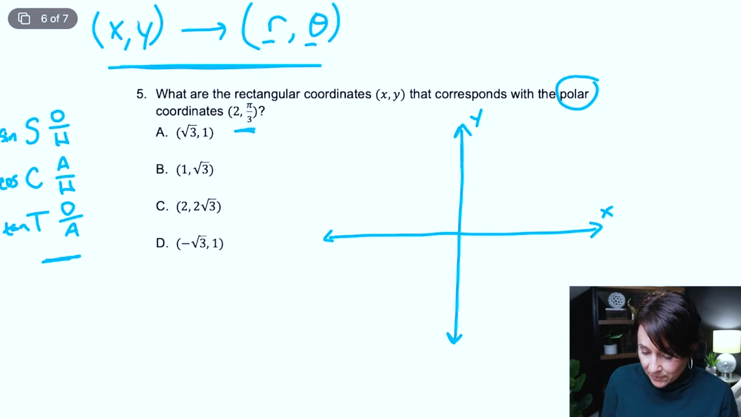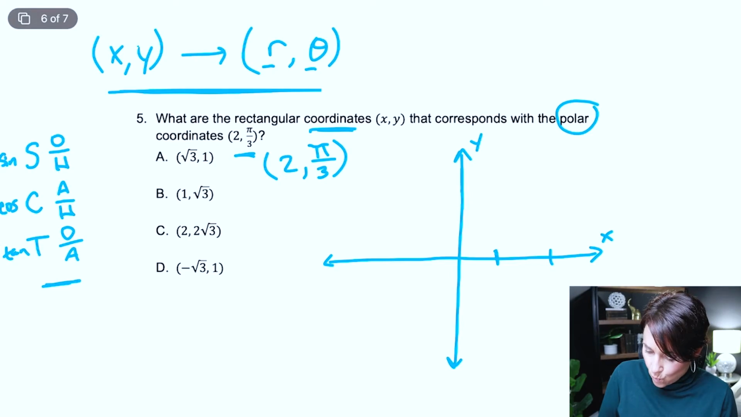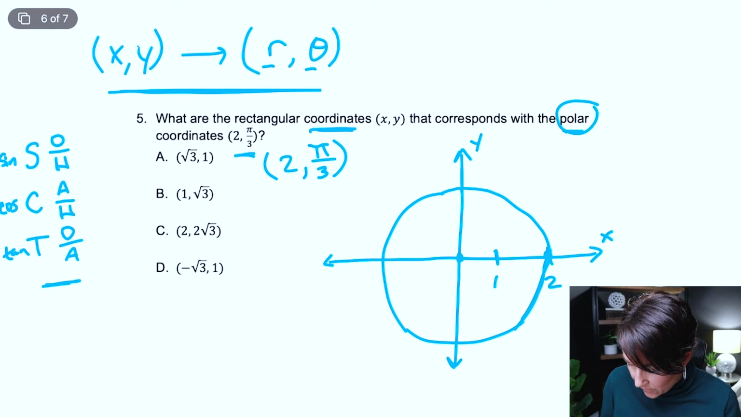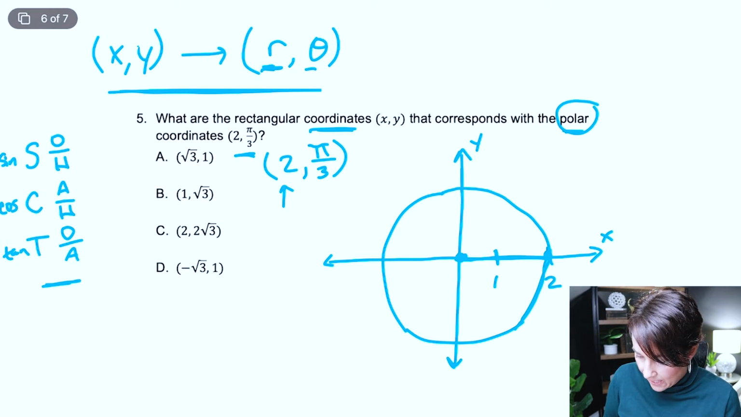So here's our coordinate plane because we're working with coordinates here. And if we're looking at 2 comma pi over 3, 2 is the radius, all right? So what I want to do is go over 2. Here's 1 and here's 2. When we talk about polar coordinates, we're actually talking about an arc or a circle. The radius is 2, because the radius is the first number. I can draw my radius from any point on this circle, because the radius comes from the center and goes out to the edge of the circle.